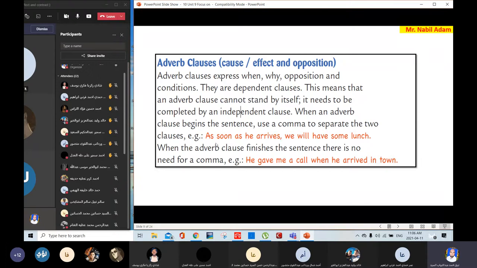For example, as soon as he arrives, we will have some lunch. As soon as means "the moment that". Don't forget to put a comma between the two clauses. When the adverb clause finishes the sentence, there is no need for a comma. He gave me a call when he arrived in town. Okay?